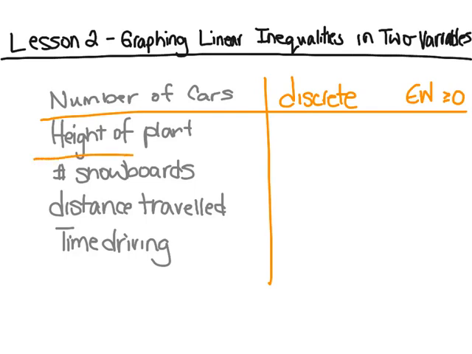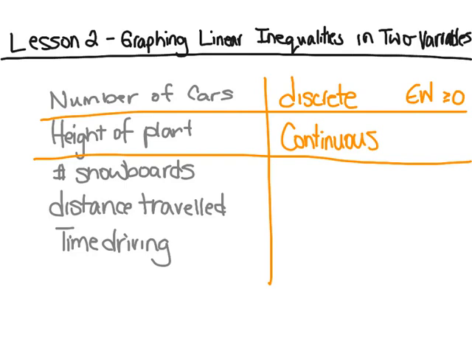Height of a plant. You can hit every single point in between, so it would be continuous. And it would be an element of the real numbers because it hits every point in between. But because it can't grow negative, it would still have to be greater than 0.